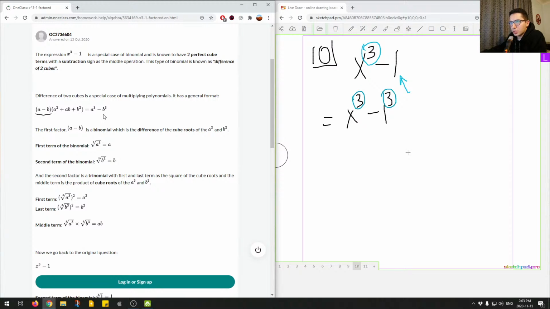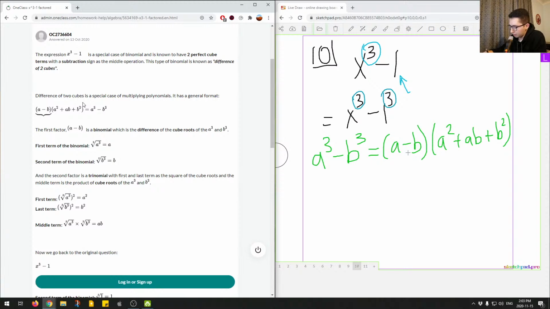So this is the general format, so I'll write this down here. I'll write this in a different color, I'll write it in green. So if we had a cubed minus b cubed, so any two variables, any two numbers, a variable and a number, we end up with this format: a minus b times a squared plus ab plus b squared. And this is a very important formula to know for a difference of cubes.